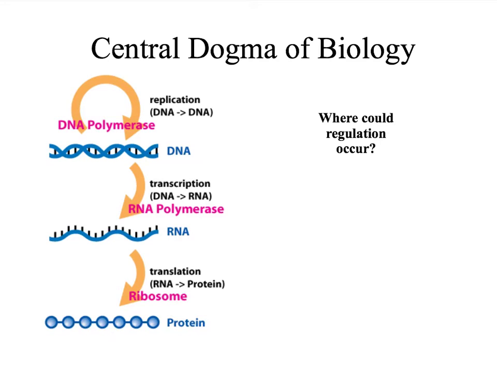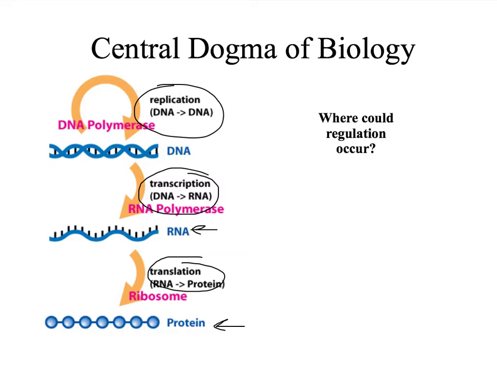Number one, we have DNA replication. DNA polymerase helps to make a copy of DNA. From there, RNA polymerase can transcribe that DNA and turn it into RNA. And then third, translation can occur to turn that RNA into a protein. So the sequence DNA to RNA to protein is the main idea that everything in biology is built upon.